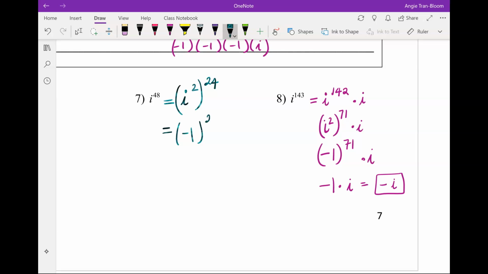Yes. Class, technically, can I sit here and write -1 out 24 times? Yes, but are you going to have time for that? No. So, what's -1 to the 24th power? 1.